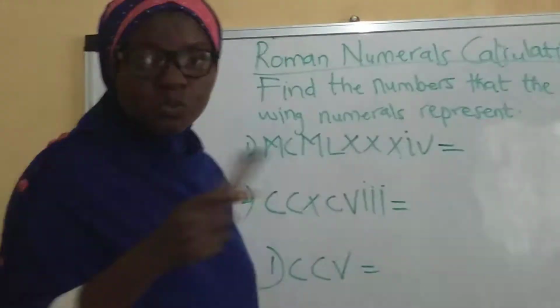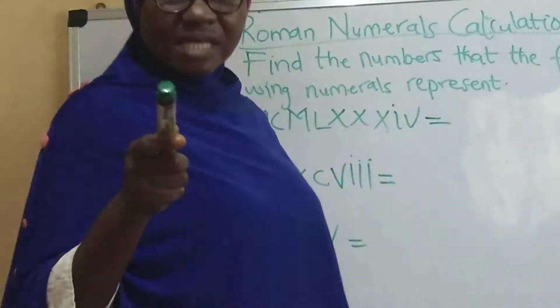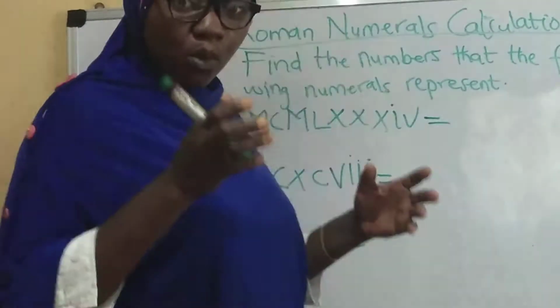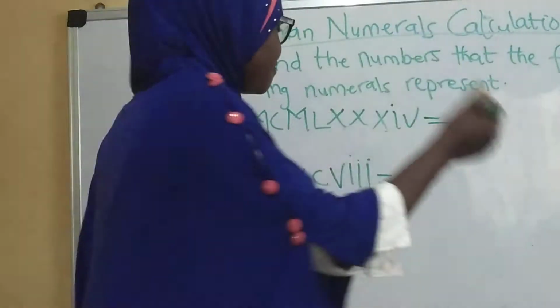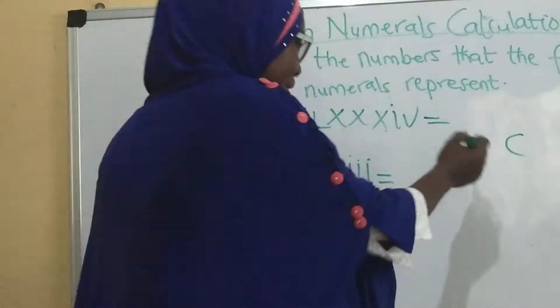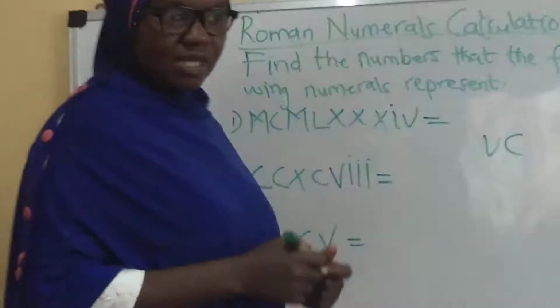All right, now what we have here is M, C, N, L, X, X, X, I, V. Before we continue with this, I want to remind you what I told you in the last class: anytime you have Roman numerals, take it one by one. If you have a larger numeral like this C, which is 100, and you now have a smaller numeral at the back, like this.